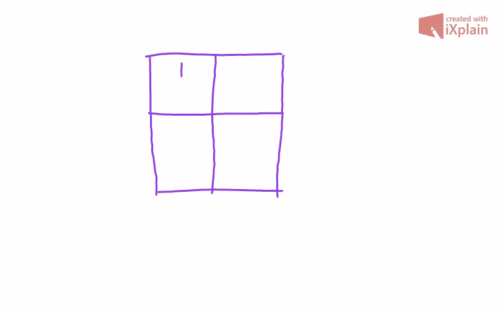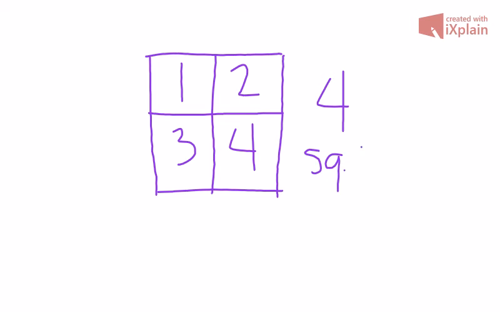So again, I'm going to count my blocks. 1, 2, 3, 4. Same size square, but because we're using these bigger blocks, we have a different square unit. So this one has 4 square units. Okay, so let's look at doing a rectangle.